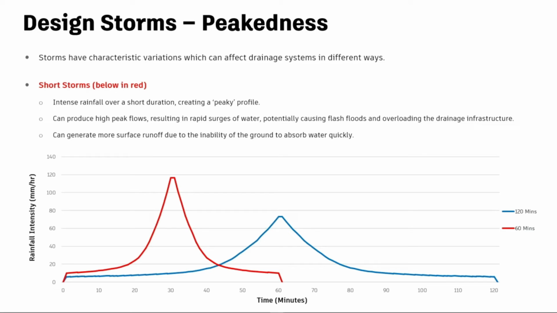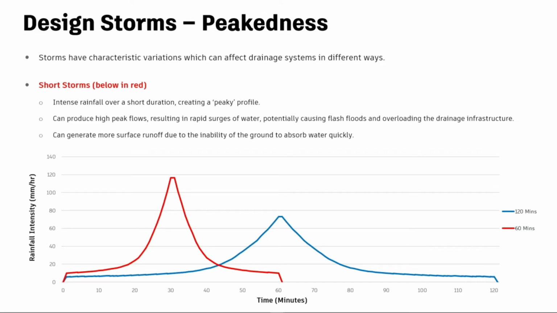To add to this, you can have a wide range of storms all the way from 15 minutes to 24 hours. The duration of a storm can have varying effects on a given system, which can be shown in these rainfall profiles. To illustrate this, I will now compare a brief 60-minute storm with a lengthier 120-minute storm.